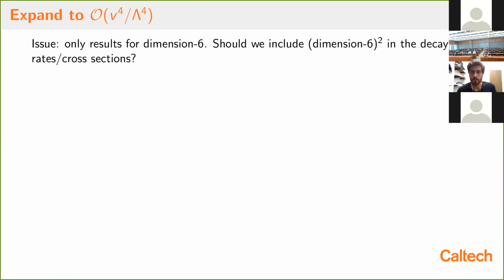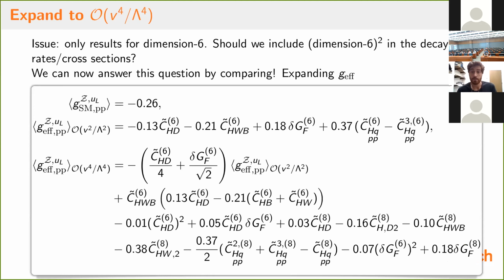And now we can just simply answer these questions by plugging in the numbers. So for this G effective coupling, we can relate it to the input parameters to get some numbers out. We have the standard model value there. We have that linear in dimension 6. And we also have the full dimension 8 corrections here. And then you can just compare whether dimension 6 squared is representative of dimension 8 times the standard model or not. And in general, it's not.